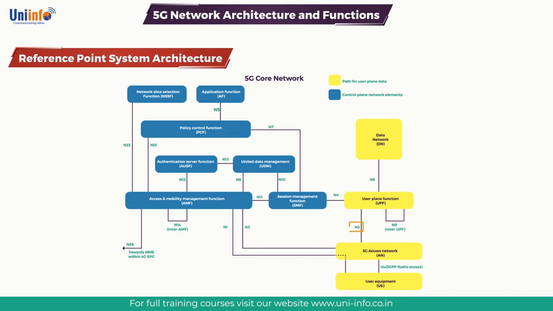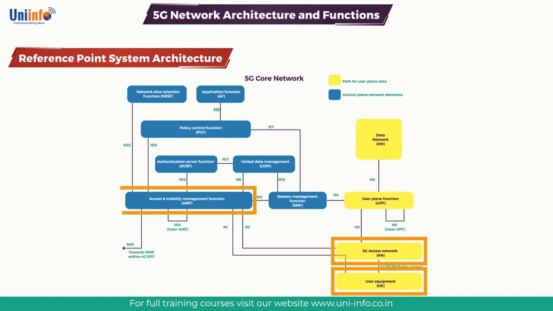Example: N3 is the reference point between the 5G access network and the user plane function. N1 is the reference point between the UE and the access and mobility management function. This reference point is typically shown as a direct logical connection between the UE and AMF. The figure shows the connection passing through the 5G access network to highlight that all signaling between the UE and AMF is transferred through the access network.